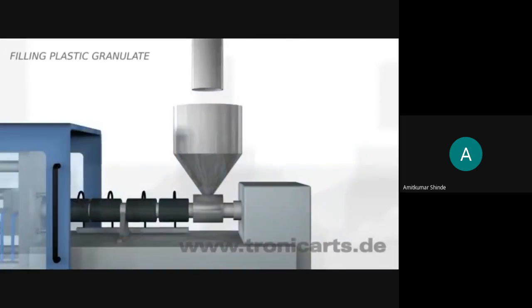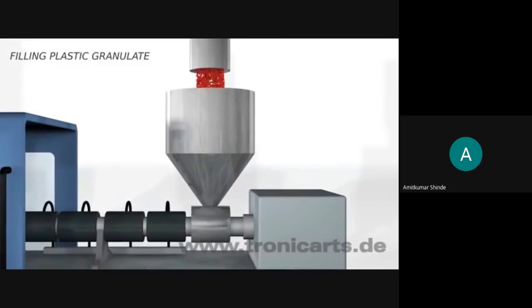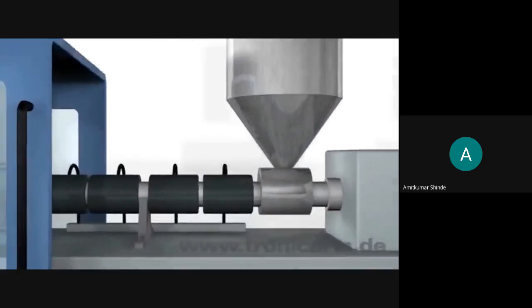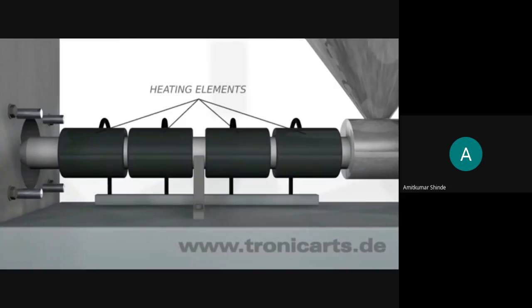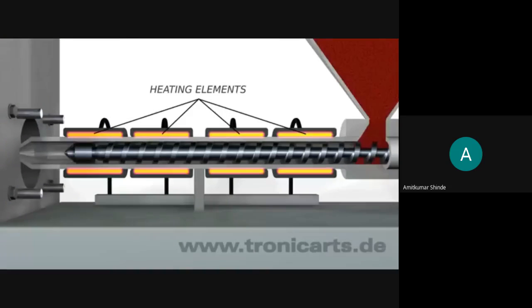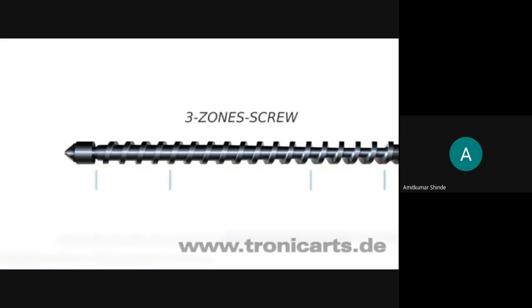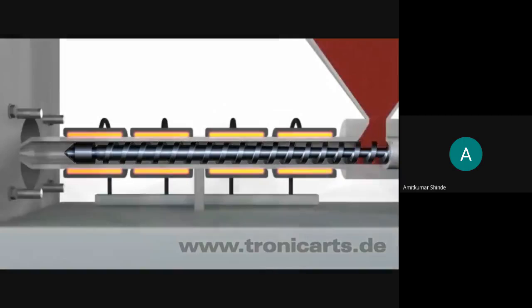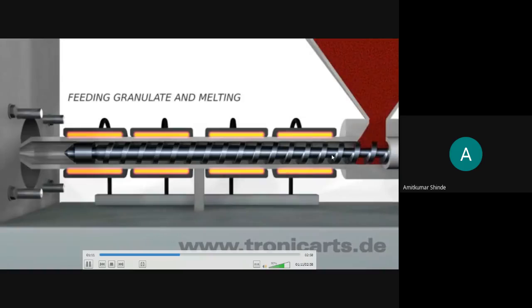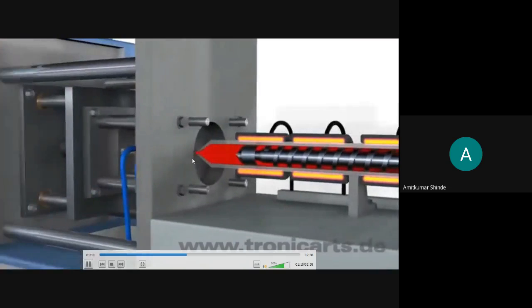Injection molding machine. This is the feeding of the plastic granulates. This is the heating cylinder along with heating elements. Whichever plastic material enters, it passes through three zones: feed zone, transition zone, and metering zone. Please observe this movement here. Okay, powder is moving. Molten plastic is collected here. This is plastic paste.